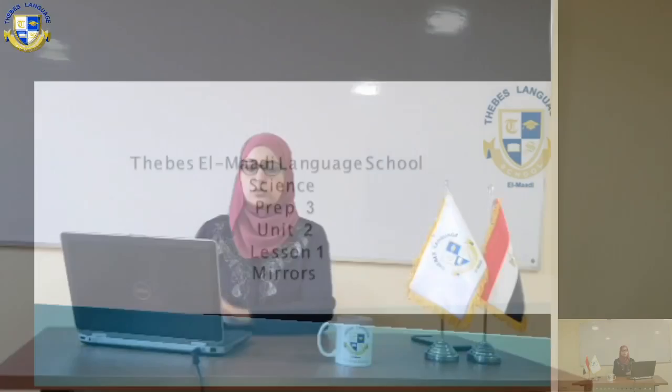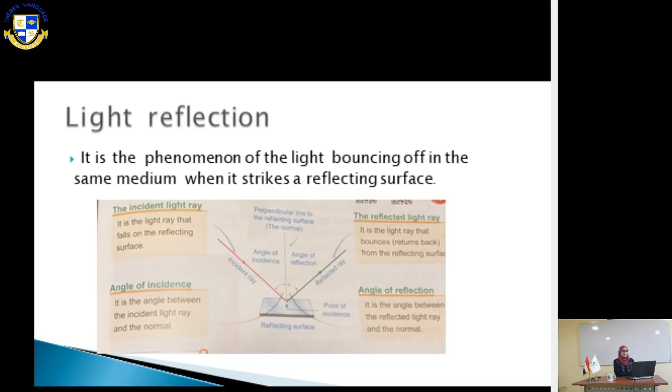So here, slide number 2. What is light reflection? It is the bouncing of light, or returning back of light, when it falls on the reflecting surface. Here, as shown in the figure, we can see the incident light ray, the reflected light ray, the angle of incidence and the angle of reflection. And between them, there is a line which falls perpendicular on the reflecting surface. The line which falls perpendicular on the reflecting surface is called the normal. The incident light ray is the light ray which falls on the reflecting surface. And the reflected light ray is the light ray which is returned back from the reflecting surface to our eyes.